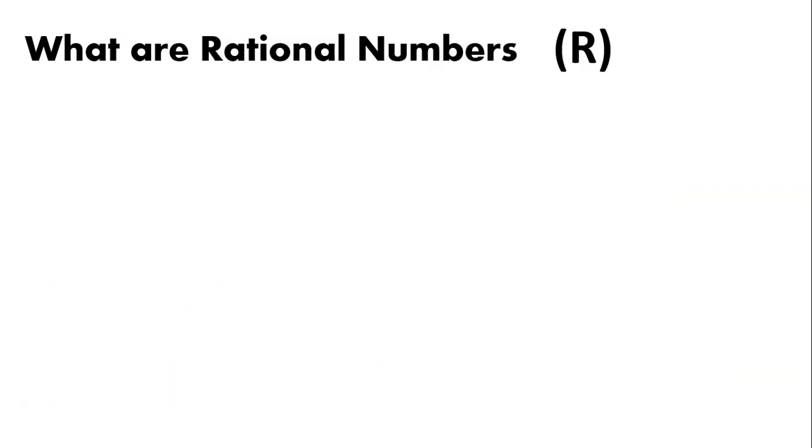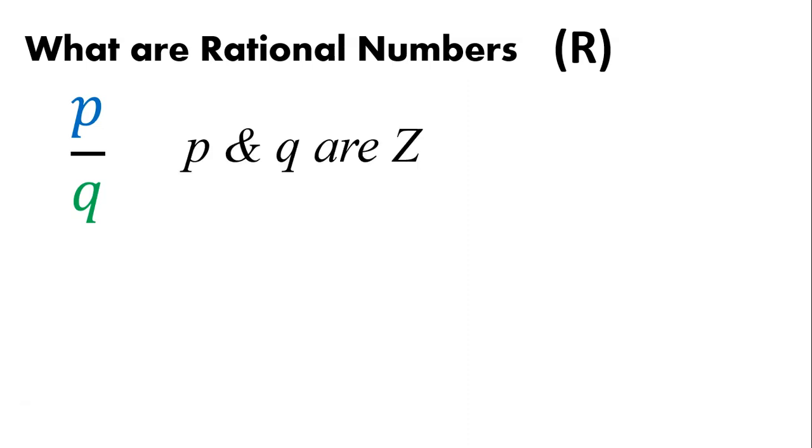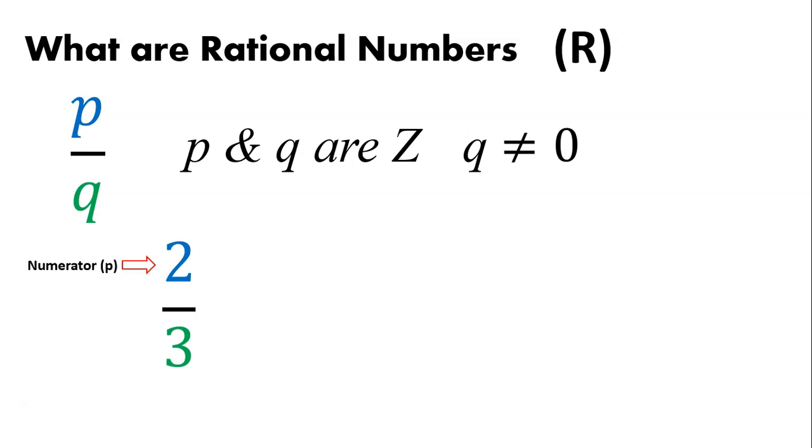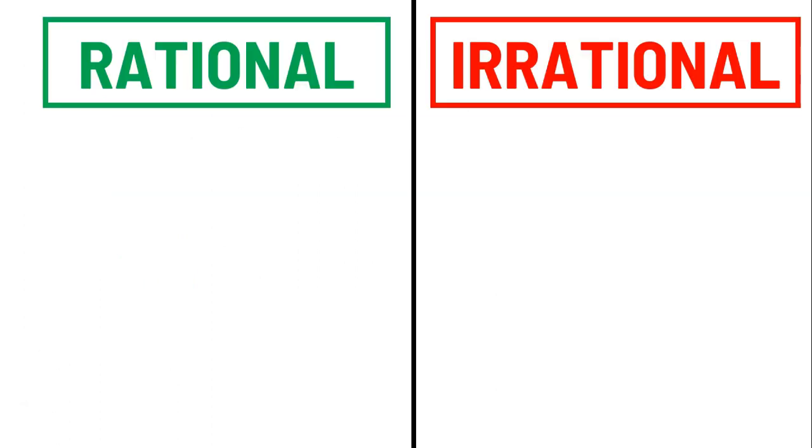What are rational numbers? So a rational number is a number that can be written in the form of p by q, where p and q are integers and q does not equal 0. For example, 2 by 3. Here 2 by 3 is written in the form of p by q, where the numerator is p and the denominator is q, and 2 and 3, or p and q, are integers and q does not equal 0.